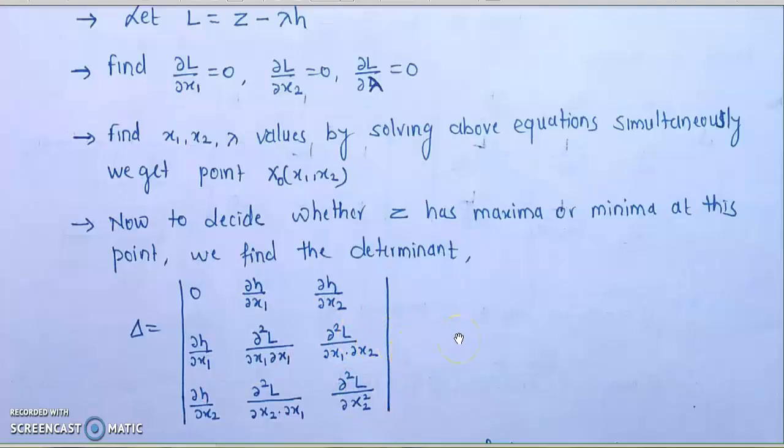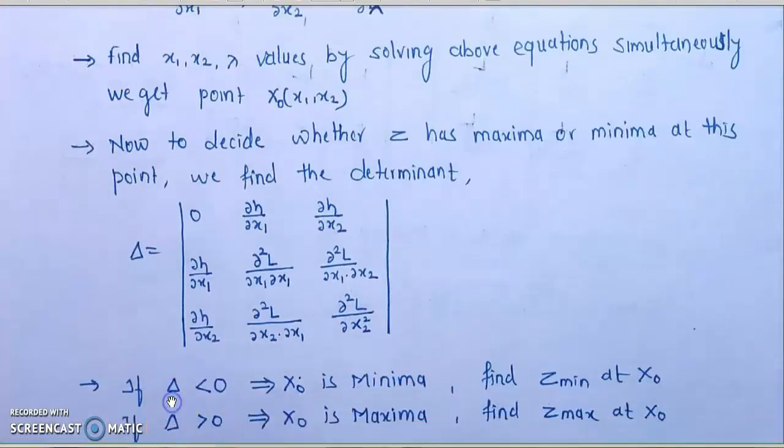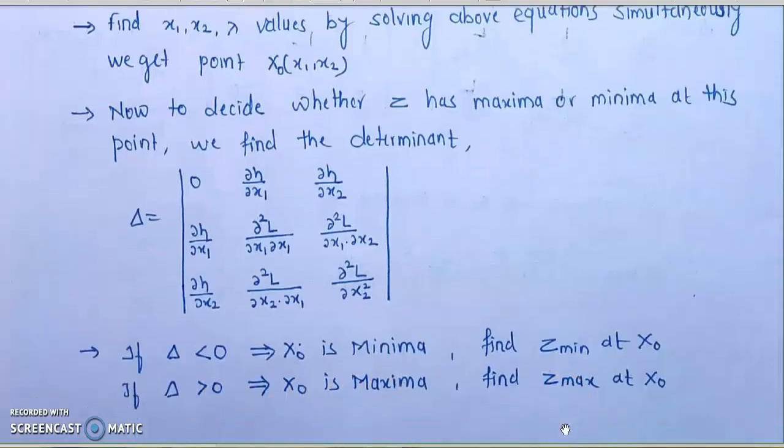Now that constant answer may be 0, positive or negative. If that delta value is 0, then we say that the nature of the function is not known. If that del value is negative, then we have the z function minimum at point x0. Then we find it by putting those values of x1 and x2 in the z function. And if that delta value is greater than 0, we have a maximum at x0 and we find the corresponding z max. So it is a very simple technique to decide whether the function is maximum or minimum at some point.